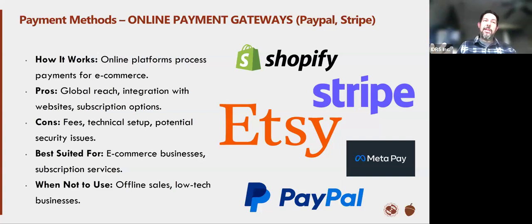And that's how they make the sale. And Facebook has it built in, has MetaPay, where you can even make a small payment directly through Facebook.